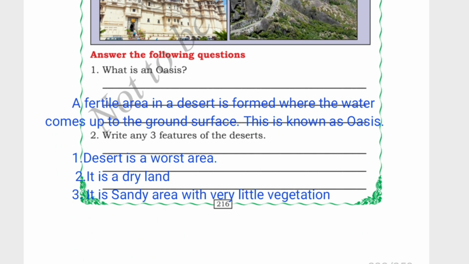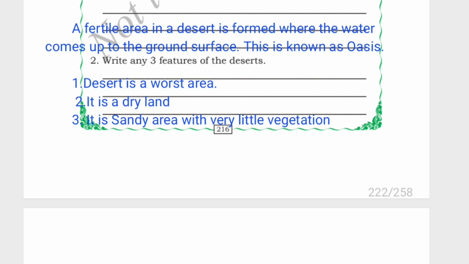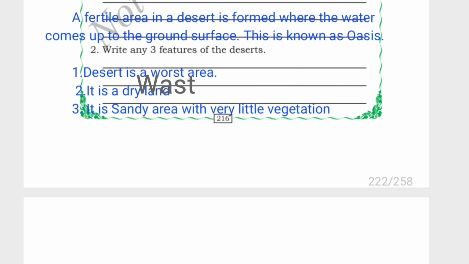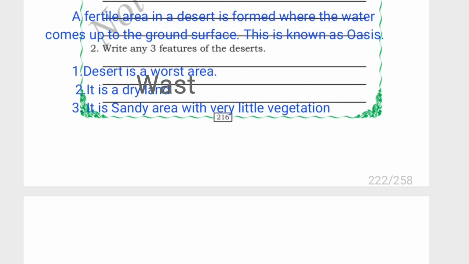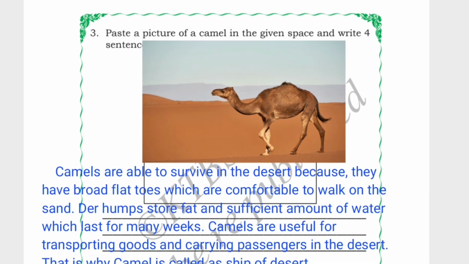Next one is, what is an oasis? A fertile area in a desert is formed where the water comes up to the ground surface. This is known as oasis. Write any 3 features of the desert. The desert is a vast area. It is a dry land. It is sandy area with a little vegetation.